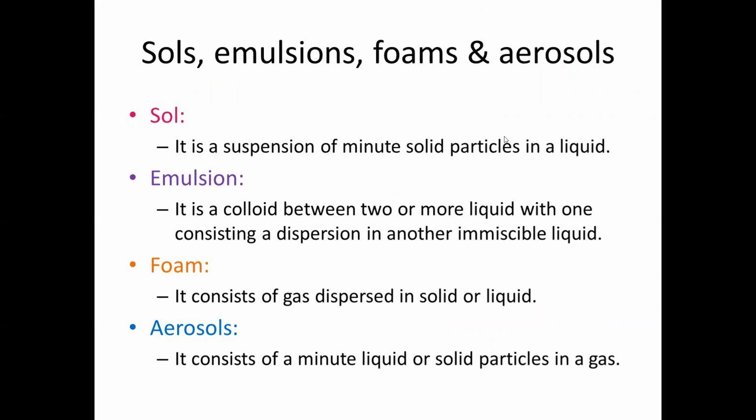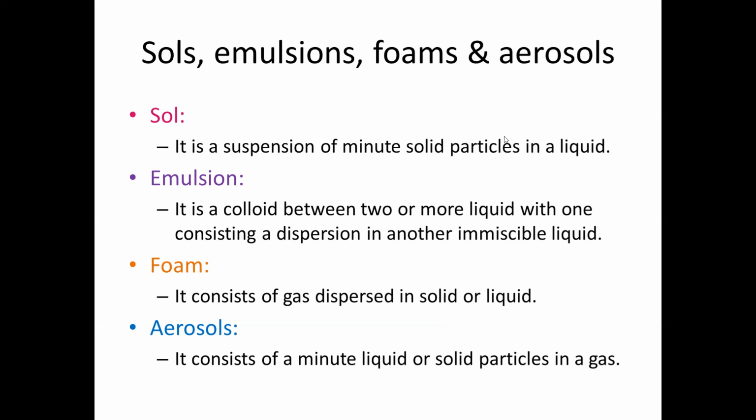A sol is a suspension of small solid particles in a liquid, as a form of colloid. In a colloid, you have very small particles in the range of 1 to 100 nanometers for inorganic compounds. But for natural rubber, it is around 900 nanometers in diameter. But that is not a sol. Actually, natural rubber is an emulsion.